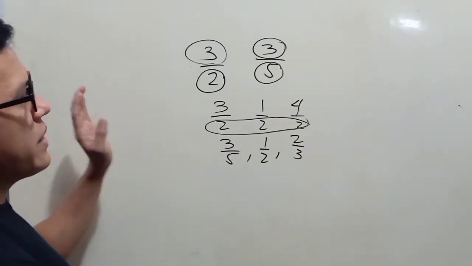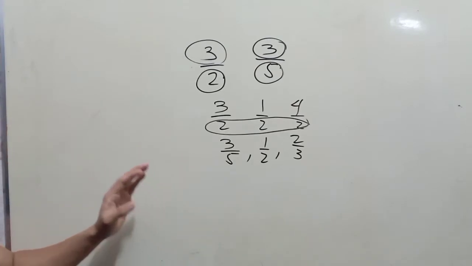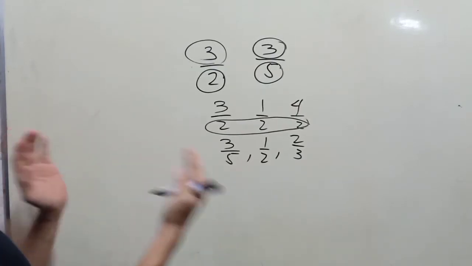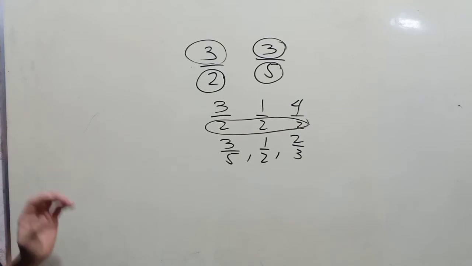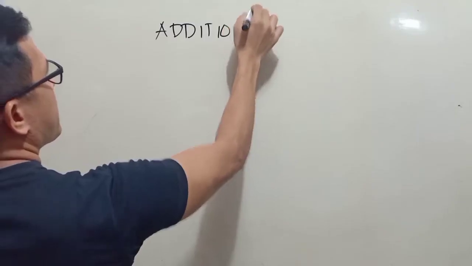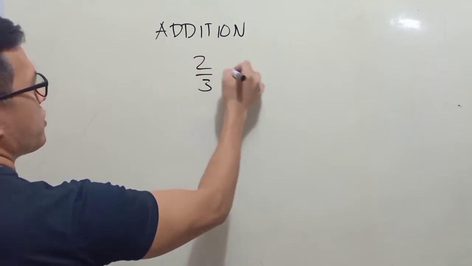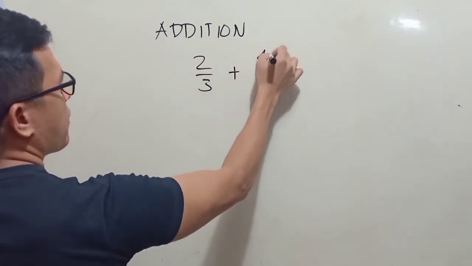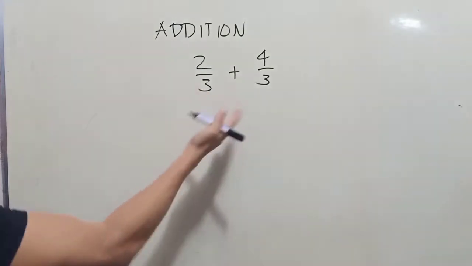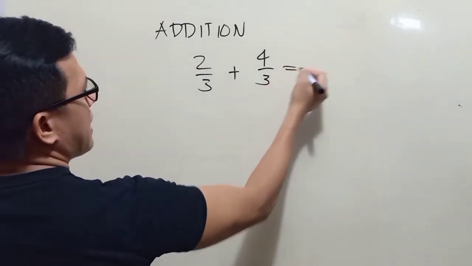Okay, so we are going to solve this stuff as we go on with this video. I'm going to show first the operations on fractions. So we have addition of fractions. Now, similar fractions, so like 2/3 plus 4/3. So 2/3 and 4/3 we have there.